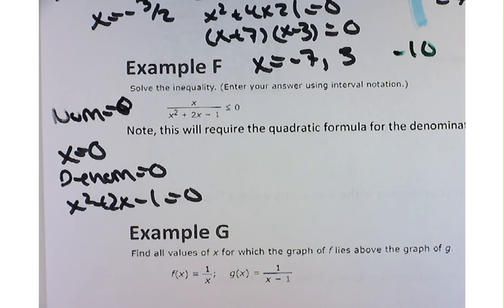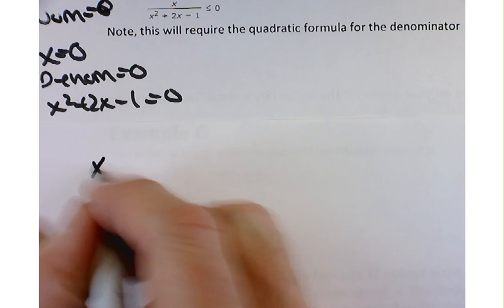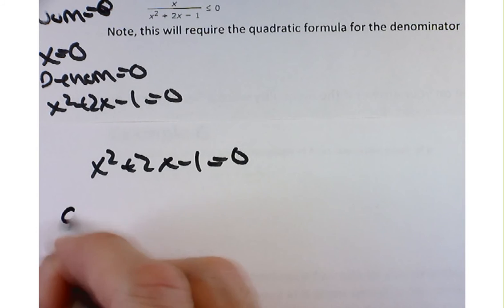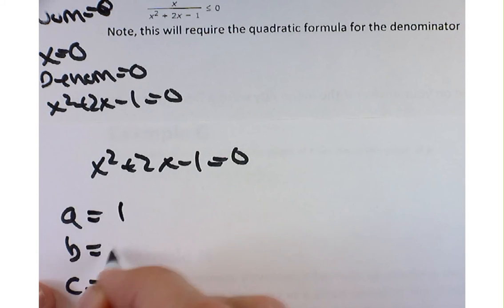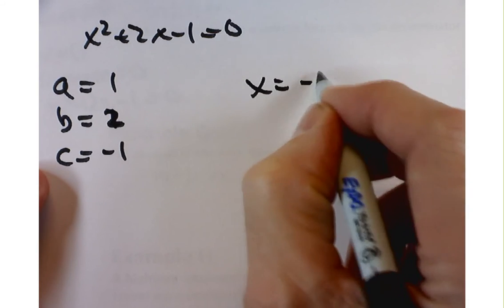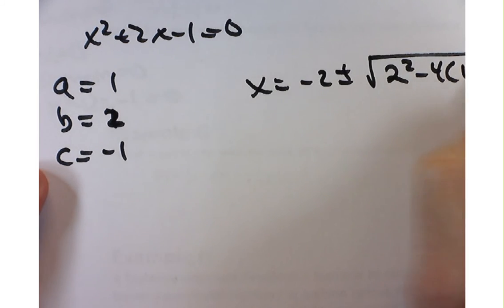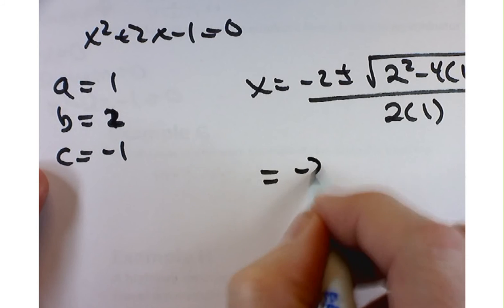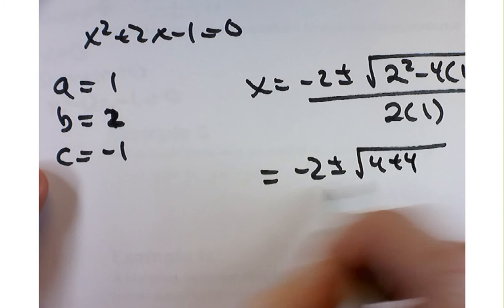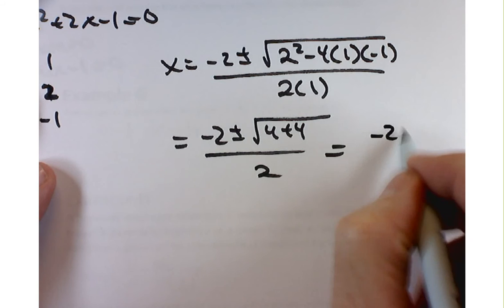I'm going to put that on a separate sheet here. x squared plus 2x minus 1 equals 0. A, B, and C are 1, 2, and negative 1. x equals negative 2 plus or minus the square root of 2 squared minus 4 times 1 times negative 1, over 2 times 1. So I end up with negative 2 plus or minus the square root of 8.